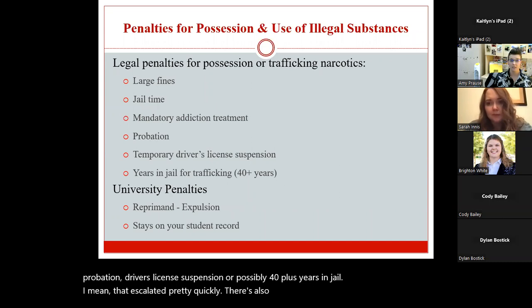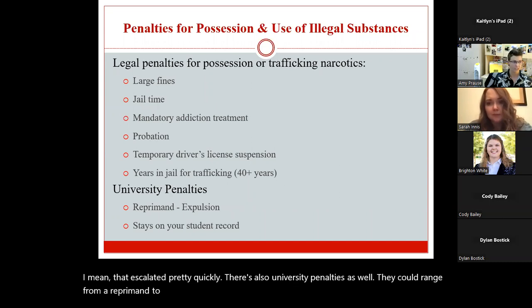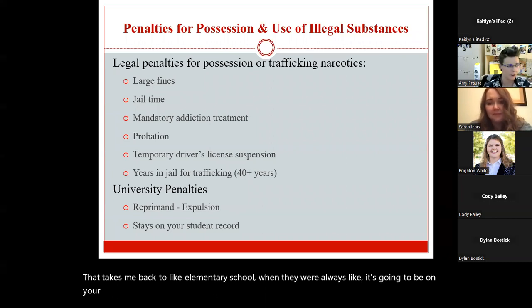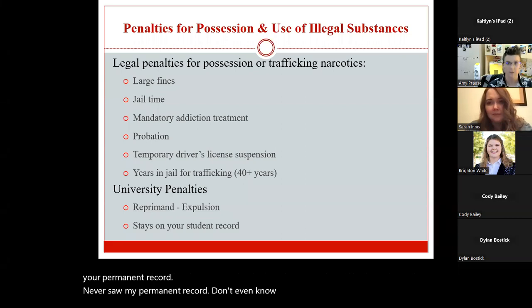There's also university penalties as well. They could range from a reprimand to expulsion from the university. And these university penalties stay on your student record. That takes me back to elementary school when they were always like, it's going to be on your permanent record. Never saw my permanent record. Don't even know if it exists.